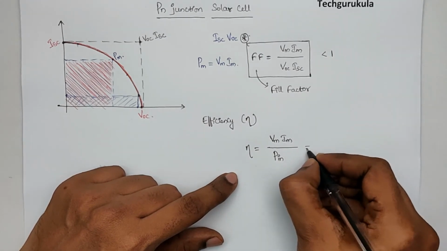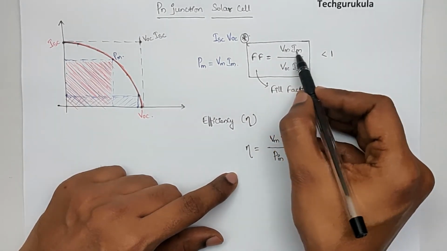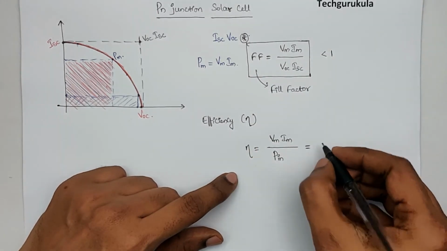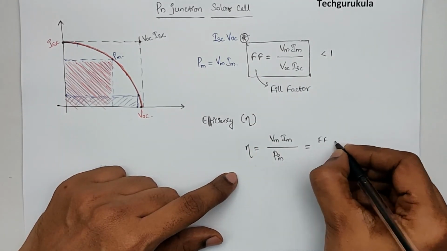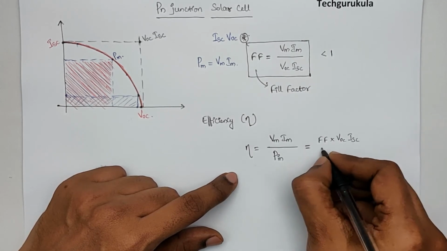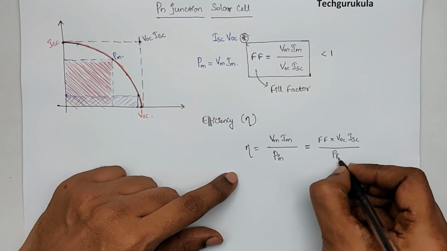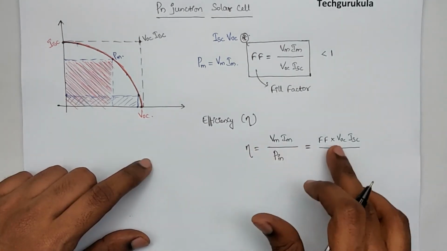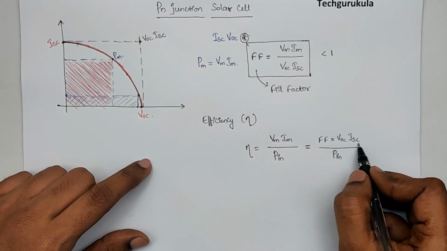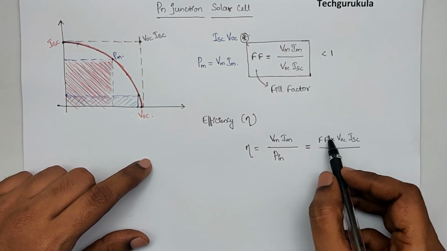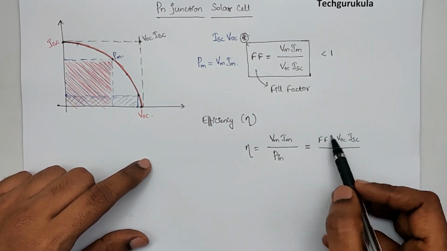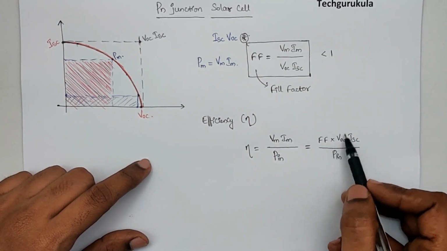So we can rewrite this, as we know Vm Im is related to fill factor times VOC ISC. So we can say fill factor times VOC ISC over the input power. We are writing it in terms of this because in most cases we know what VOC and ISC are, and in fact in data sheets we would know what the fill factor is. Or in case in problems we are given only these values, we substitute and get these values.